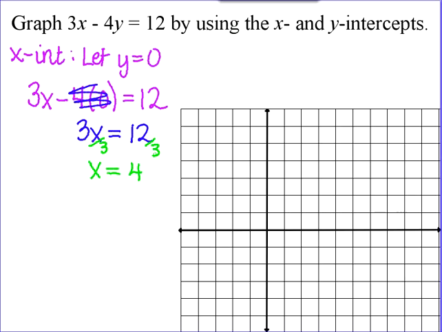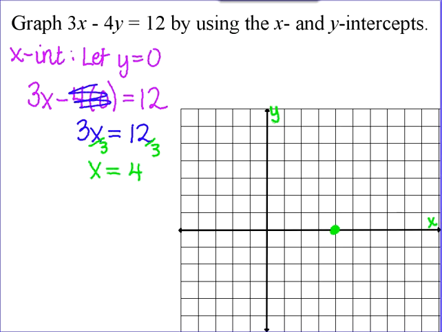So I'm going to come over here to my graph, and I'm going to put a dot where, if I'm here at the origin, 4 which way? Right. Good. So I'm going to put it on the x-axis. Remember again, our x-axis is here, our y-axis is here.